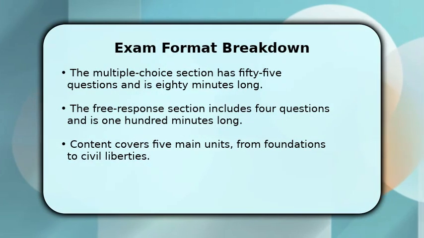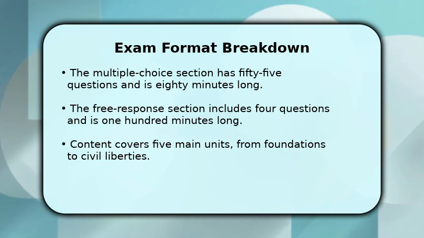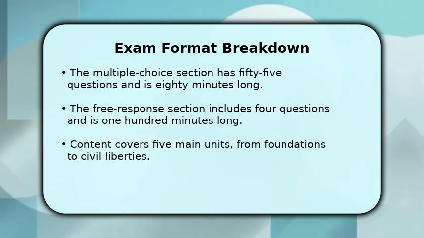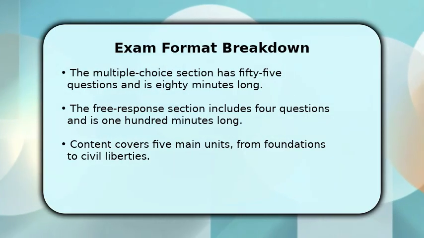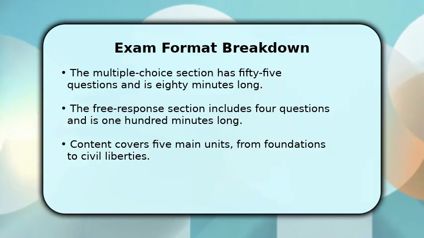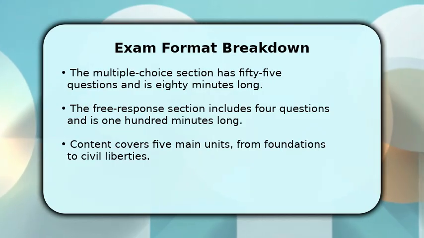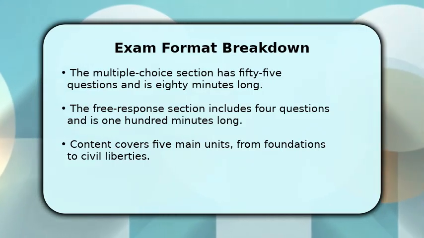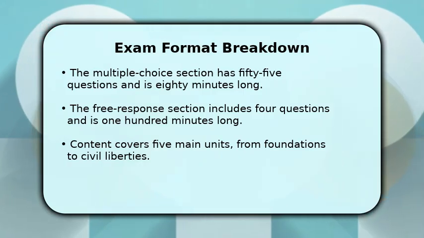The AP Government exam is divided into two main sections. First, you'll tackle 55 multiple-choice questions in 80 minutes, testing your broad knowledge. Following that, the free response section presents 4 questions over 100 minutes, requiring more in-depth analysis. These two parts are equally weighted, each contributing 50% to your final score. Understanding this structure is your first step toward success.